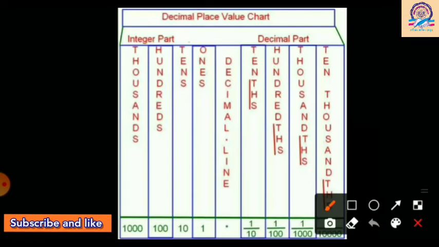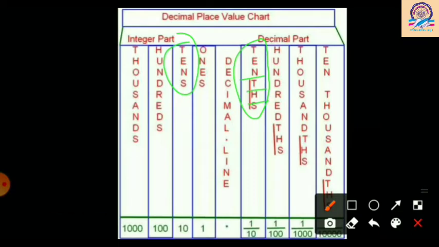For example, in the integer part you will see tens, but in the decimal part we have tenths, where 'ths' is added. Now let's learn the value of these numbers, then we can find the difference between these two similar words. The decimal point we have put here. Now come to the integer part. Here we have ones, meaning a complete one, one whole. Then in tens, a complete 10. In hundreds, a complete 100, and in thousands, a complete 1000 is its value.